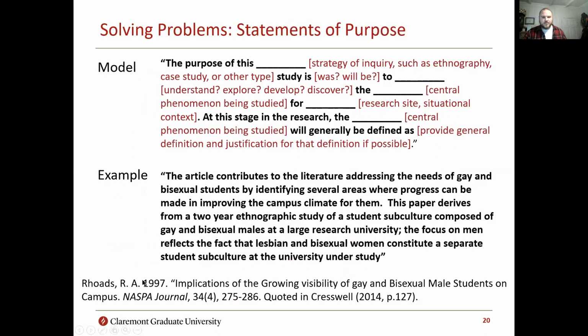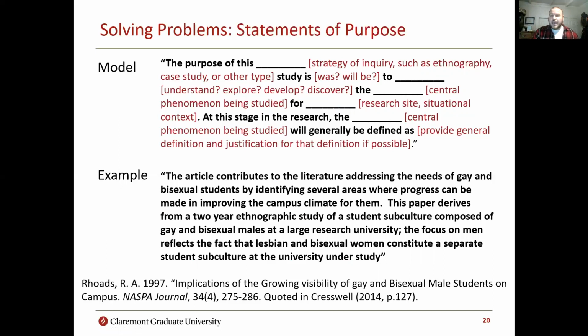Right, so here's an example from R.A. Rhoads's The Implications of the Growing Visibility of Gay and Bisexual Male Students on Campus. That's from 2014. And here's their statement of purpose. They say, the article contributes to the literature addressing the needs of gay and bisexual students by identifying several areas where progress can be made in improving the campus climate for them. So the paper derives from a 2-year ethnographic study of subcultures composed of gay and bisexual males at a large research university. And then they clarify that the focus on men reflects the fact that lesbian and bisexual women constitute a separate student subculture.